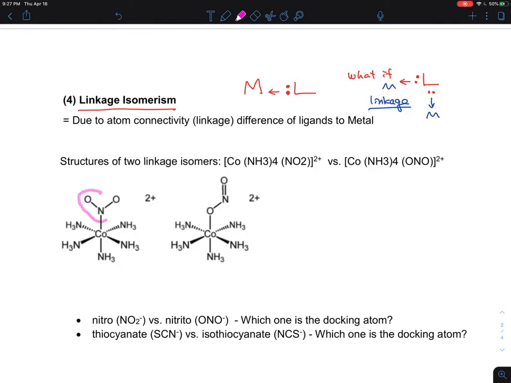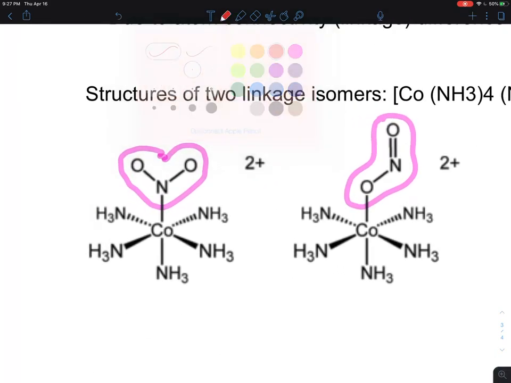And there are two examples I like to pick here. So here's an example of nitro, okay, and this is also NO2, but you see the lone pair. Okay, so let me show that. The lone pair from the nitrogen is docking to the center ion here, right? Whereas for this one, there's a lone pair there before, but now I'm switching my position so that this lone pair is docking to the cobalt in the middle. So it is the same NO2 minus ligand.